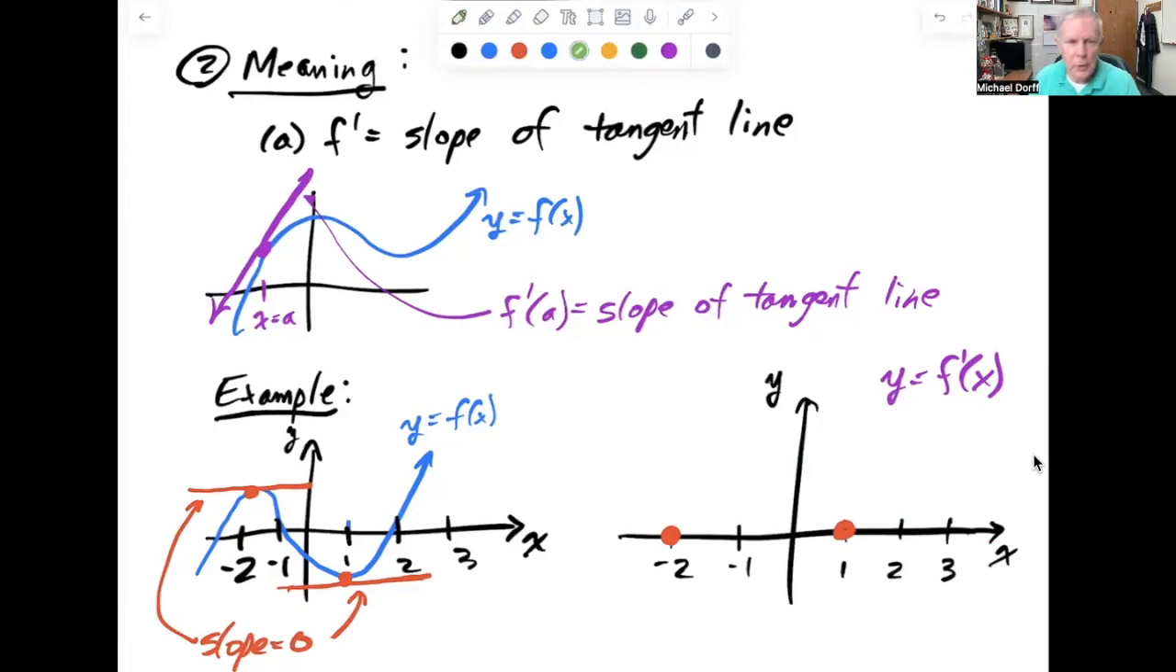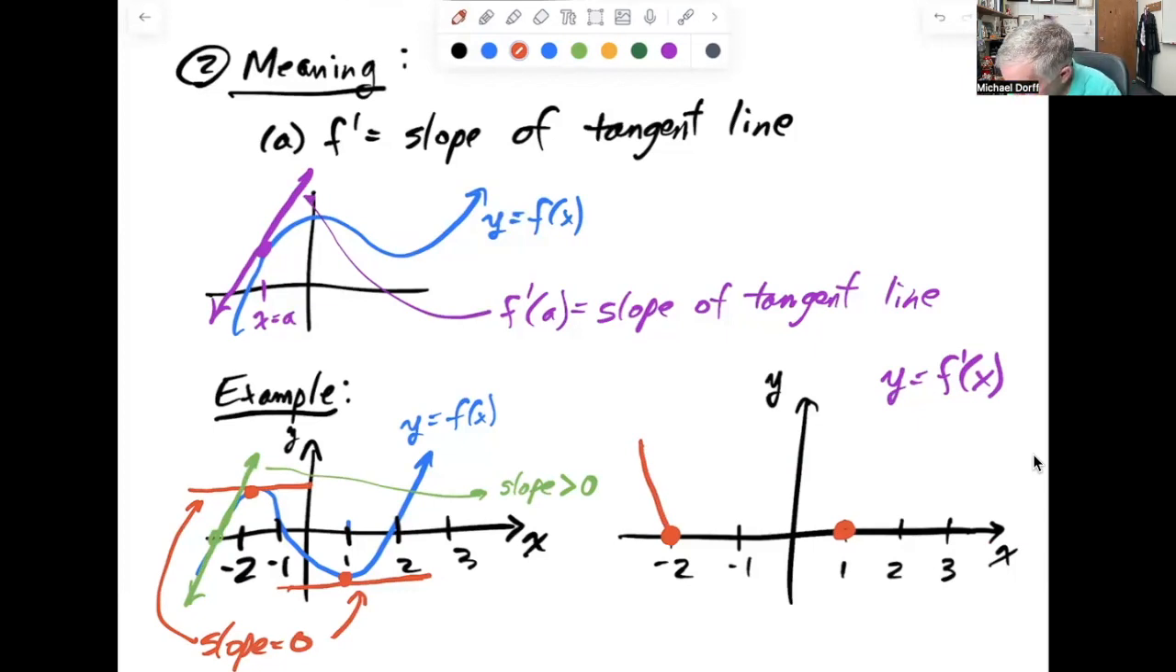Now, if I take a point on my blue line where x is less than -2, draw a tangent line there. What does the slope look like? Well, I don't know the exact value, but I know that it's a positive slope because it's going up. So if I go back to my graph of my derivative, the slope value is positive, so I have to be above the x-axis. So the graph of my derivative should be above the x-axis when x is less than -2.